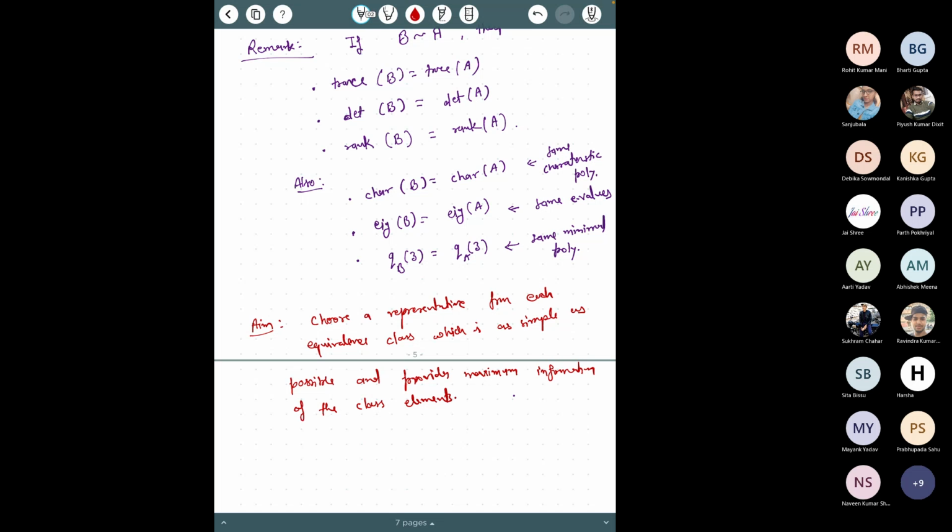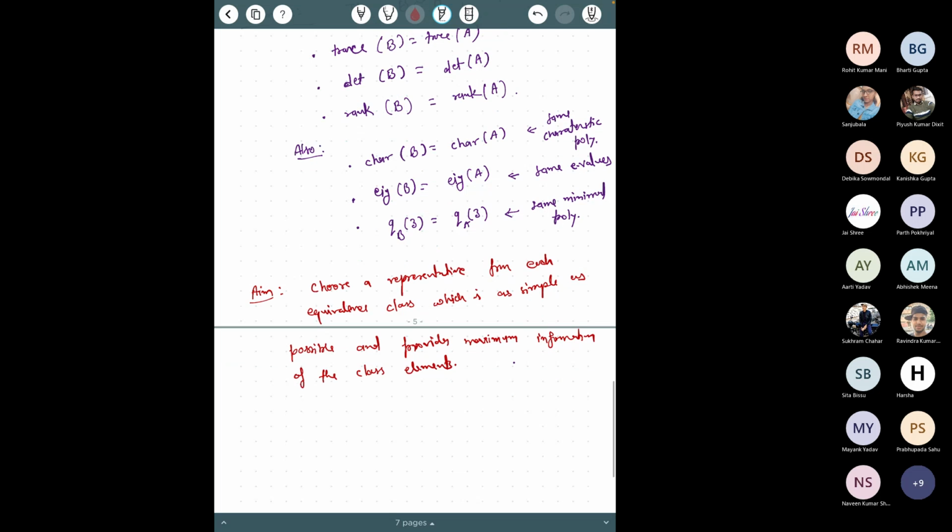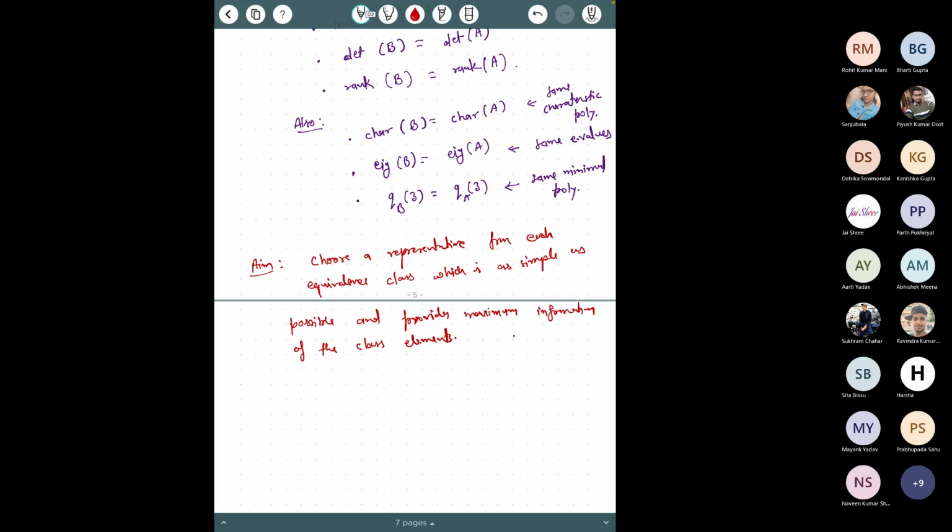And in case of similar matrices, again we do the same thing. This is the general question you can ask for any partition of the set. But then in case of similar matrices, we ask the same question: can we choose a simple representative which is as simple as possible? And in terms of matrices, simple means the matrix has many zeros, or a matrix with most zeros.